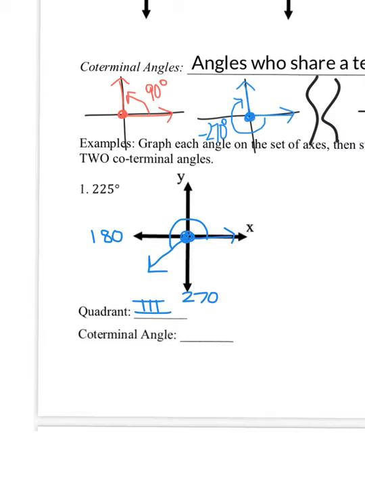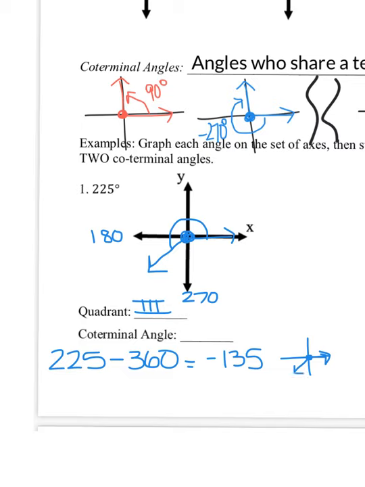A coterminal angle, I'm going to write down 2. So if I take 225 and I subtract 360, that gives me negative 135 degrees. Now, this is not what the question's asking me, I just want to show you. Negative 135 degrees would be if you're starting here, just like always, and you go back 90, and then you go back a little bit more right here.